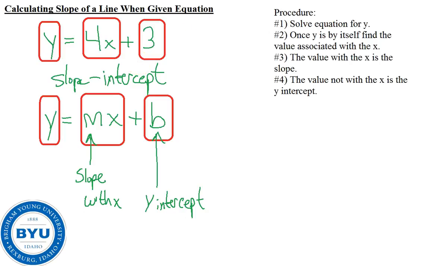So it's really nice to find the slope when you're given an equation. Step number 1, you should solve it for y. Get y by itself. Once y is by itself, you've got to find the number that's with the x. Here it was a 4, so the slope is 4. The slope will be the number with the x, and the number not with the x, that's the b, and that will be the y-intercept.